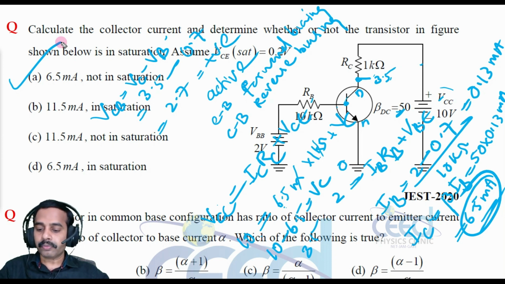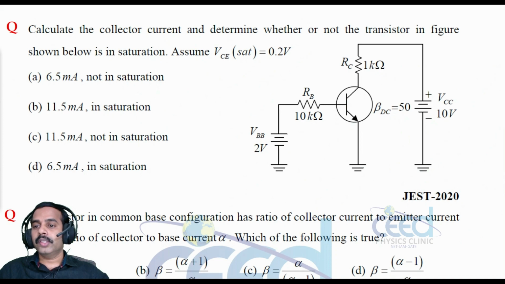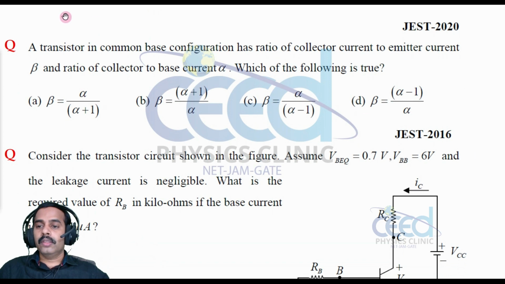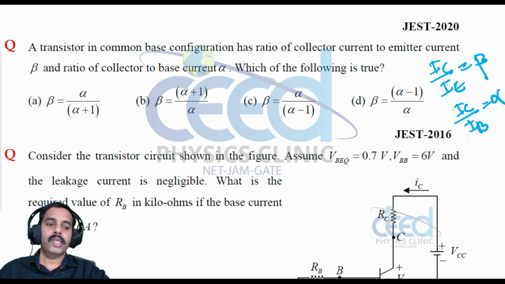All right. Now let us come to another question. A transistor in common base configuration has the ratio of collector current to emitter current given as beta, and the ratio of collector current to base current, IC divided by IB, given as alpha. Which of the following is true?